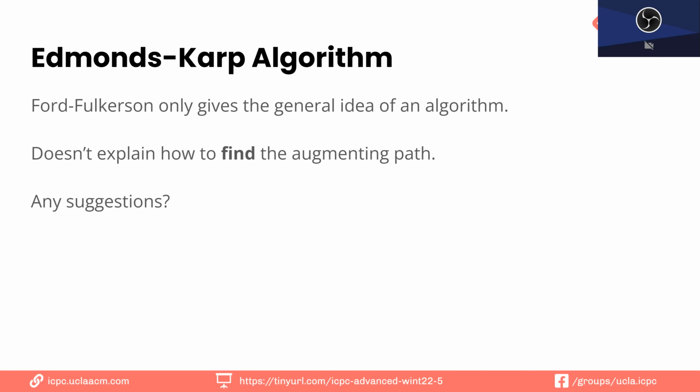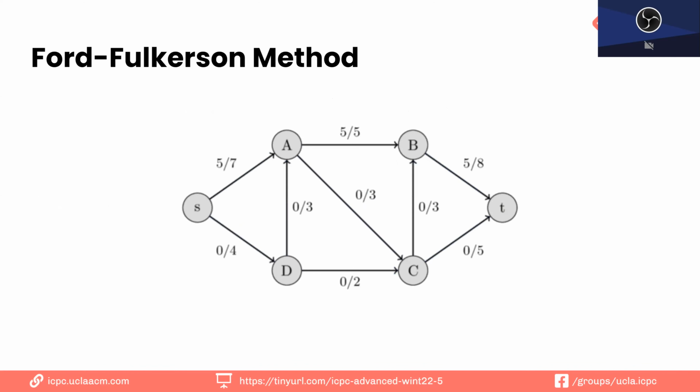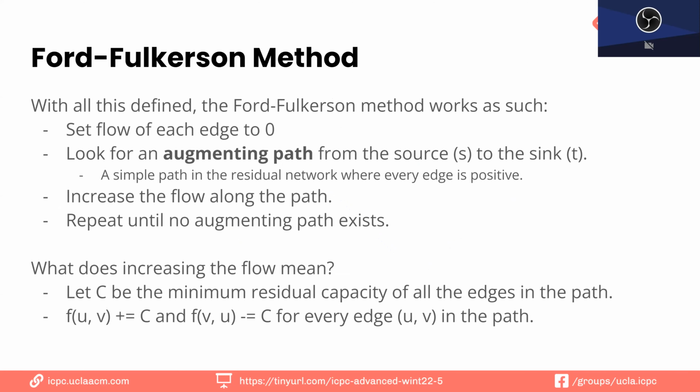Sorry, can you repeat what an augmenting path is? Yeah, so an augmenting path is a path in the residual network where every edge is positive. So basically, if you have a path from S to T, from the source to the sink, that has room spare in all of the pipes that you picked in that path, you can push some flow through that.